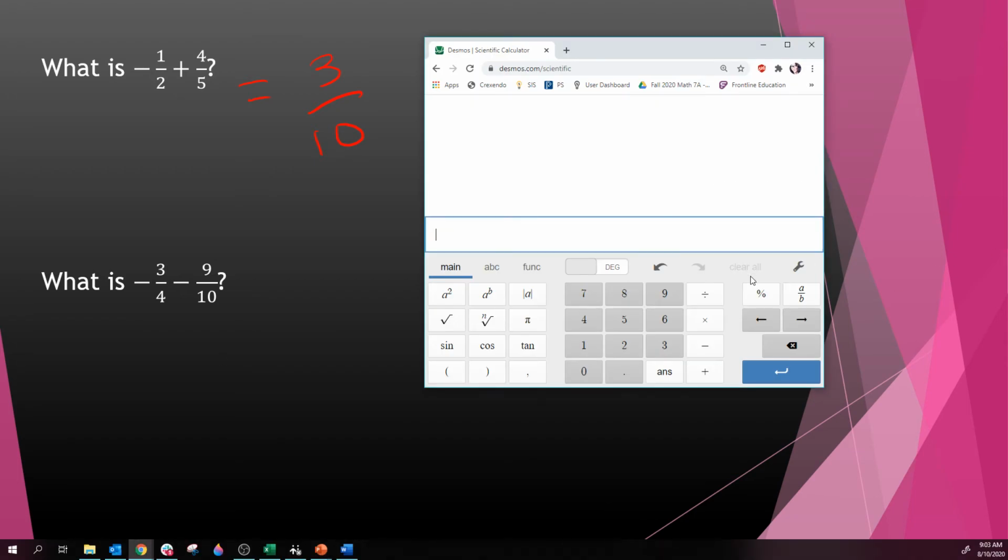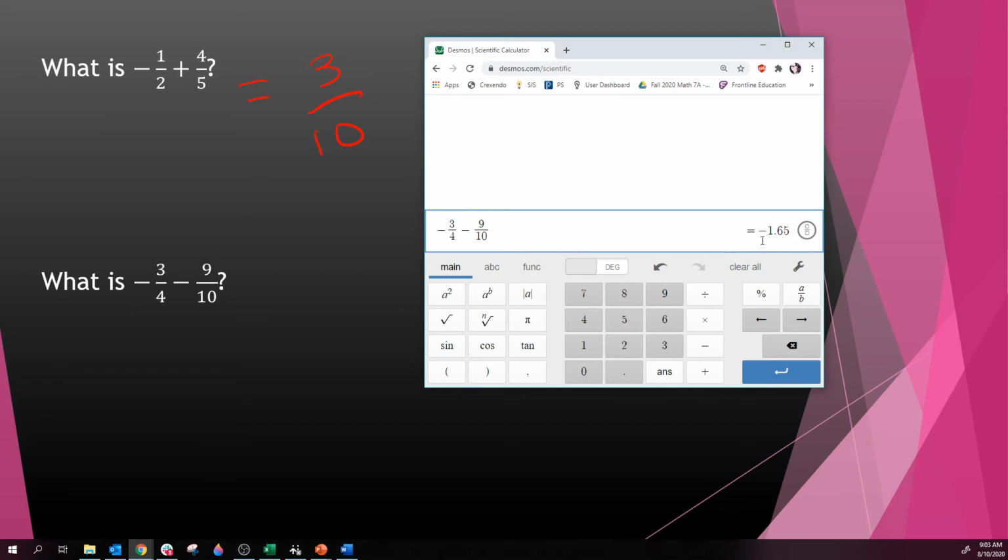So let's try it again with this second one. Okay, I'm going to clear this. Now again, I have a -3/4, so I'm going to do -3/4. I'm going to click in front of my fraction to move that cursor from my denominator to in front of it. And then I'm going to do -9/10.